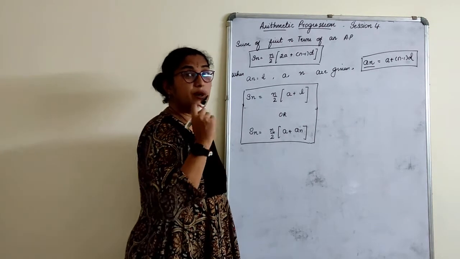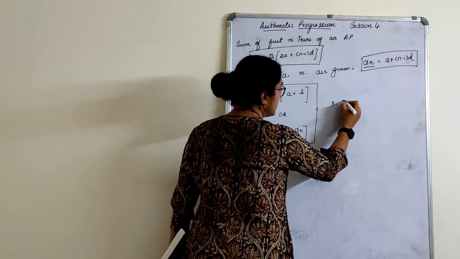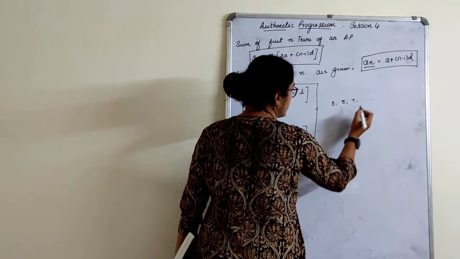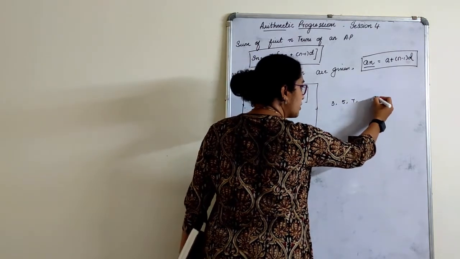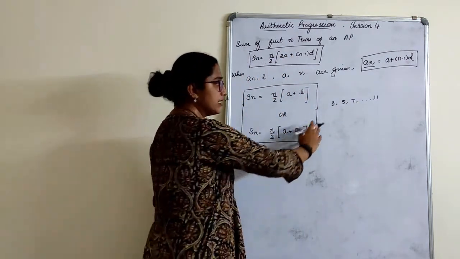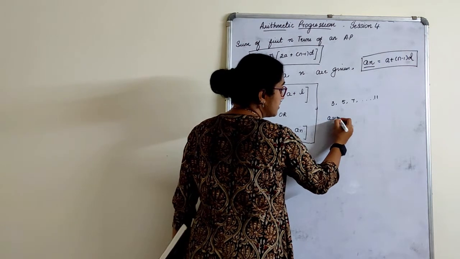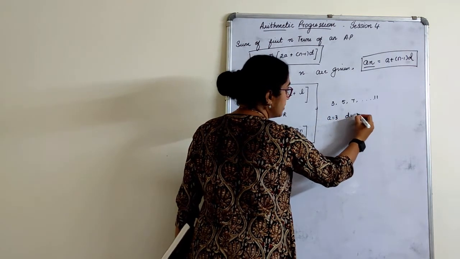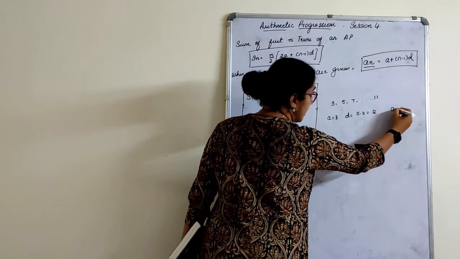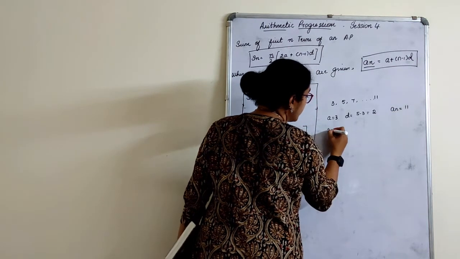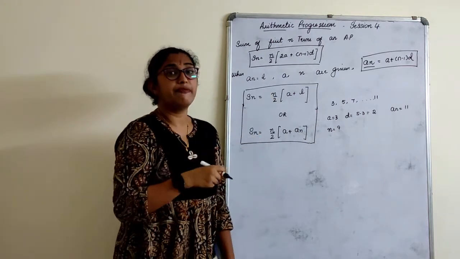Now let me make you understand practically how this works. Let an AP be 3, 5, 7, and so on. Let us take a few known terms: 3, 5, 7, the next term will be 9, and 11 I will take. Just assume that it is 11. This is an AP. So when you see this AP, what is your first term? It is 3. What is your common difference? That is 5 minus 3, which is equal to 2. What is this? An, 11. How many terms we have to find out? It's very clear? Okay, this is what we have been doing till now.